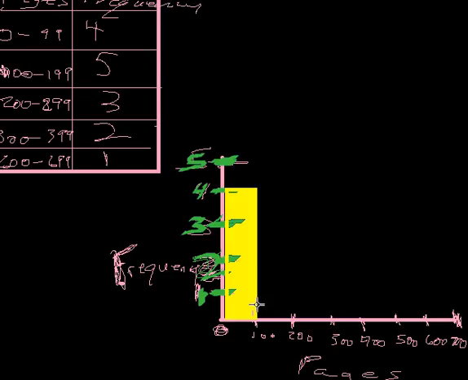I'm going to choose purple next. And I had 5 people from 100 to 199. Right next to the yellow here. 5 people. Cool.